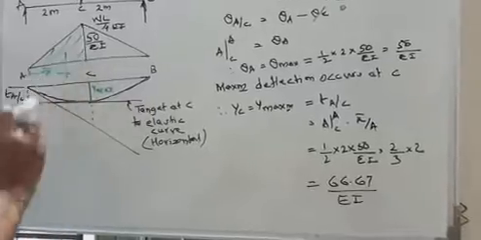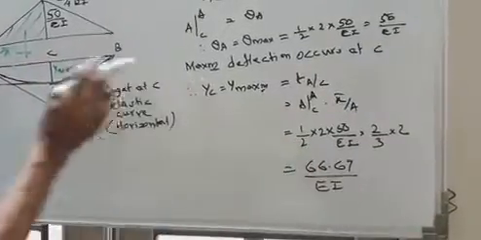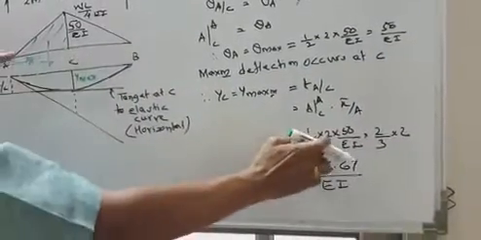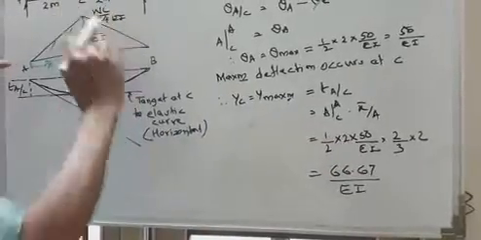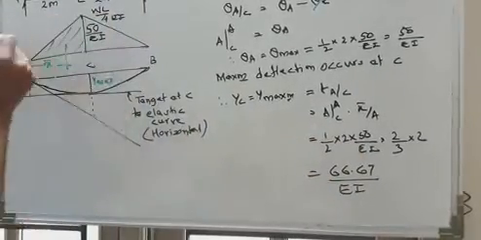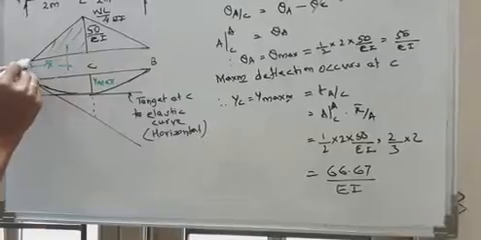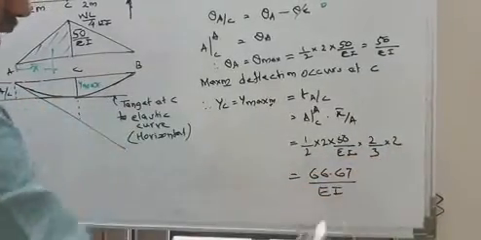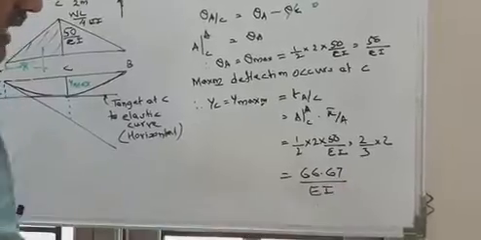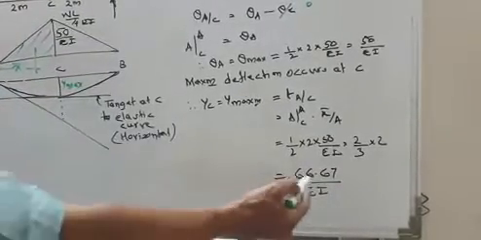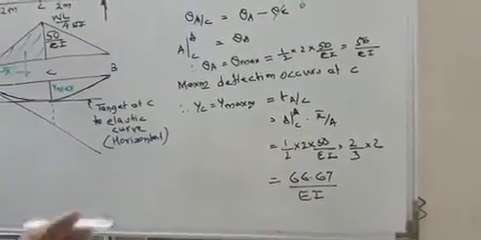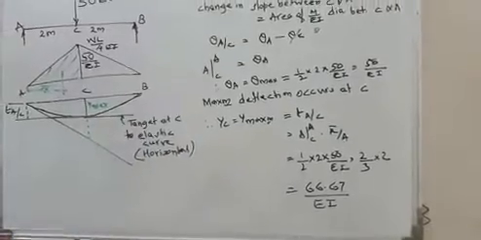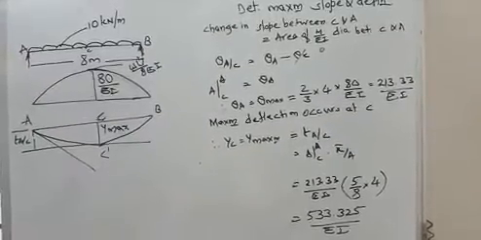Now when you take the area between A and C, what is that? Half, base is 2, height is 50 by EI. This is the area between A and C. The distance of the centroid from A is 2/3 of the base. What is the base? 2, so 2/3 of 2. If you simplify this, you get 66.67 divided by EI, which is the value of the maximum deflection. Done.